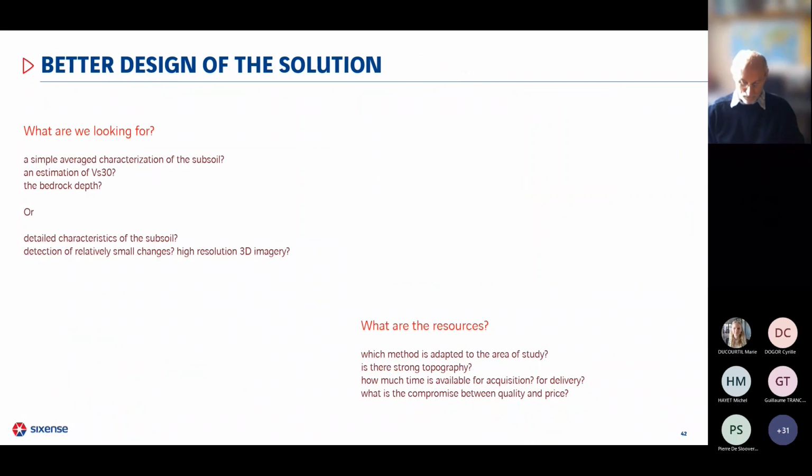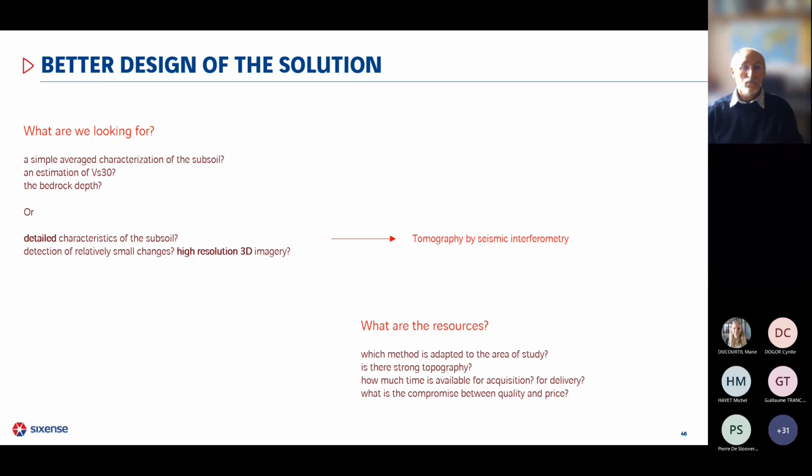Okay, so I presented to you a few passive seismic methods and their main differences in terms of resolution, form of results, reliability, etc. But the choice of the method depends on what we are looking for. So are we looking for an average characterization of the subsoil? Are we looking to have an estimation of the velocity in the first 30 meters? Are we searching for the bedrock depth? Or do we need to have detailed characterization of the subsoil, detect lateral heterogeneities with high resolution, image the subsoil from surface to larger depth?